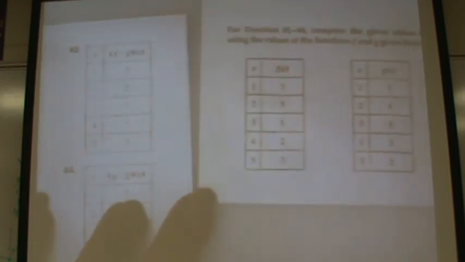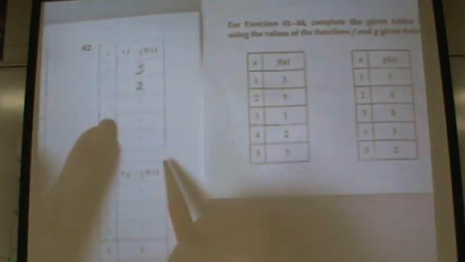Okay, for 42, for this one, you want f of g of x. So if you plug 1 into the g function, you get a 5, and then 5 into the f function, you get a 3.